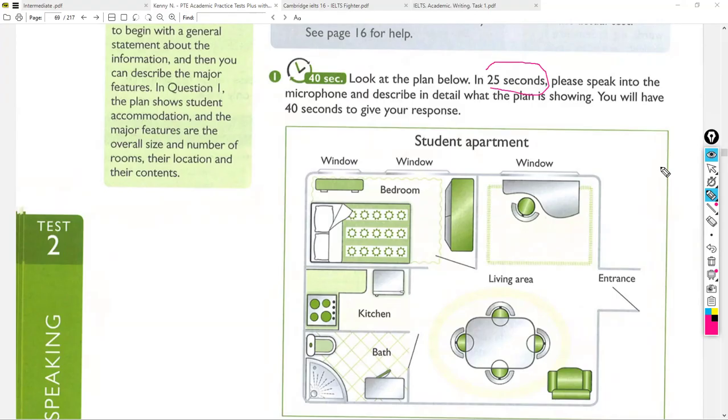So we have here on this picture a student apartment. On this student apartment, we have one bedroom and one living area and one bathroom and one kitchen. And so, describe this image. So this image, they are talking on the student apartment.